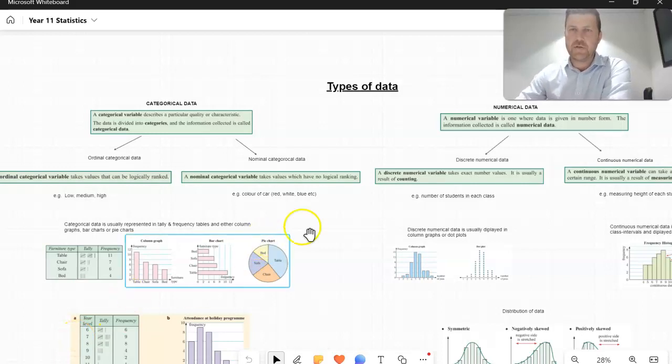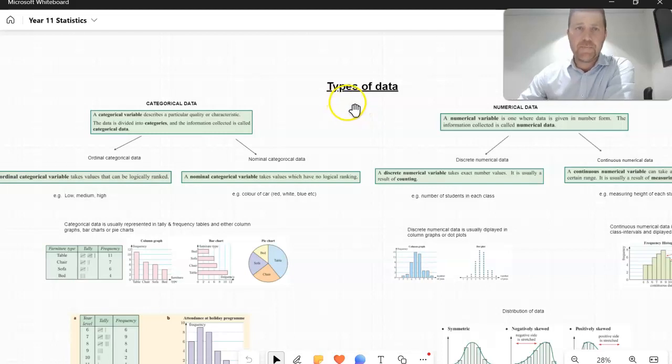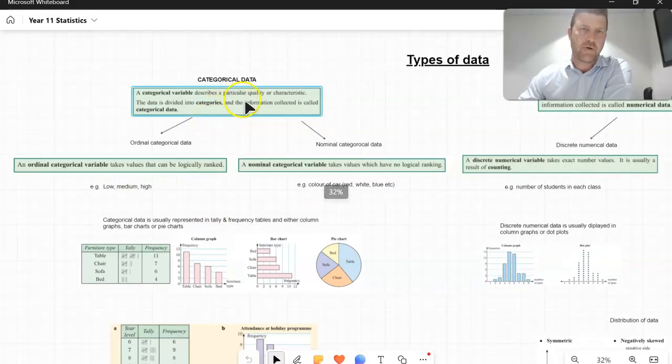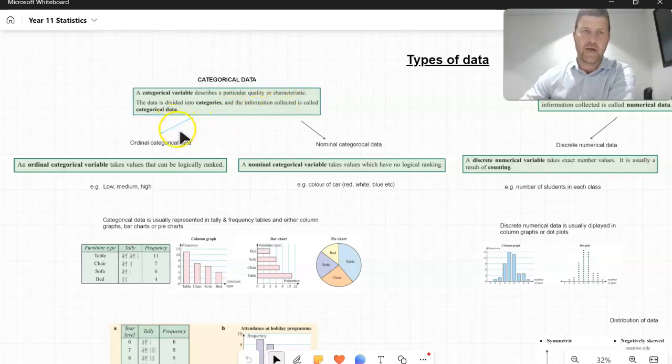The purpose of today's video is to look at the two different types of data and explain the difference and how they're usually displayed. So first of all, we're going to start looking at categorical data and then we'll look at numerical data and the difference between the two. So categorical data, as it says there, basically describes a particular quality or characteristic. The data is divided into categories. Information collected is called categorical data.